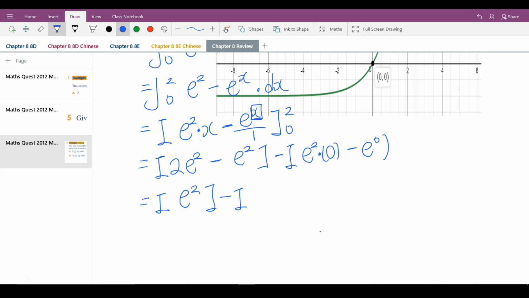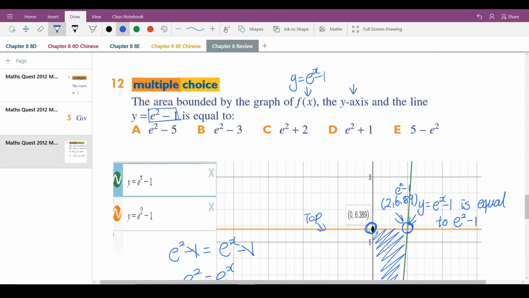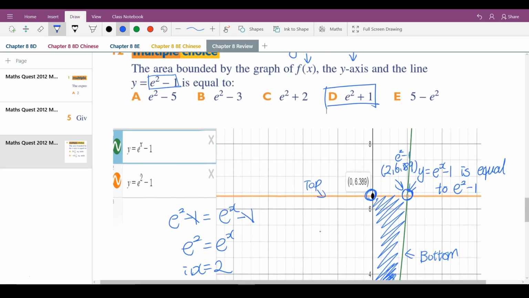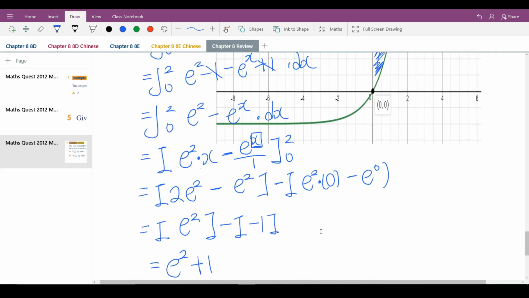What we got inside: e^2 times 0 is 0. Negative, minus, now e to the power of 0 is 1, so this is negative 1 in there. And that just gives us e^2 plus 1. And that is right there. That's it, that's our answer. It looks a bit tricky, but if you look at it carefully, it's not that hard.